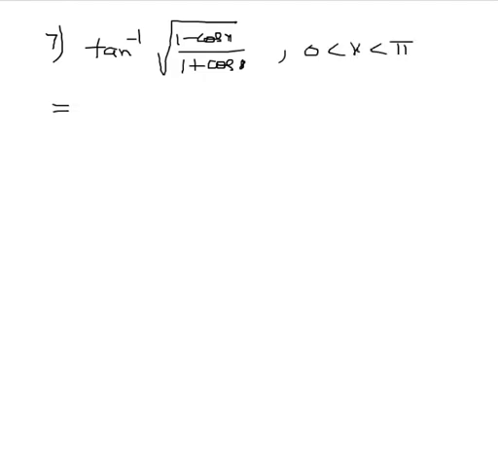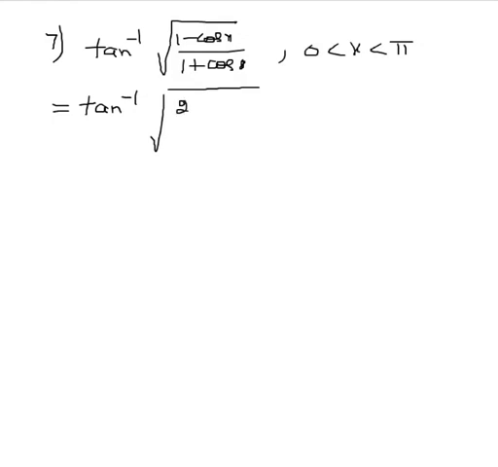Question 7. Tan inverse of root of 1 minus cos x by 1 plus cos x, 0 less than x less than pi. Here there is no substitution required, because already inside we have trigonometric function, outside we have inverse trigonometric function. So no substitution required, direct simplification.